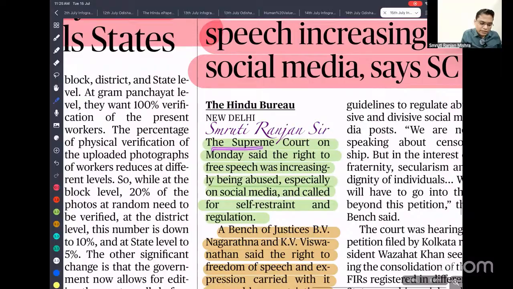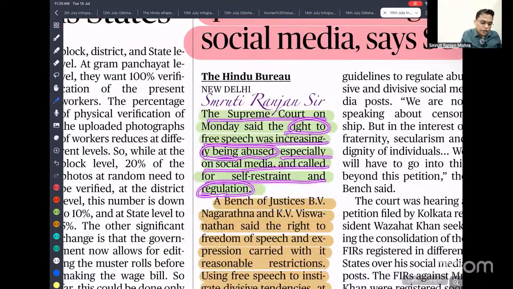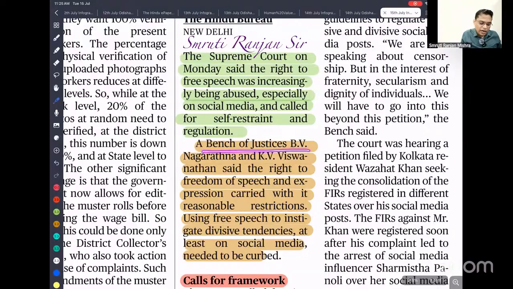So the Supreme Court on Monday said that the right to free speech was increasingly being abused, especially on social media, and called for self-restraint and regulation. The bench of justices said that the right to freedom of speech and expression carries reasonable restrictions, and that using free space to instigate divisive tendencies, at least on social media, needs to be curbed.